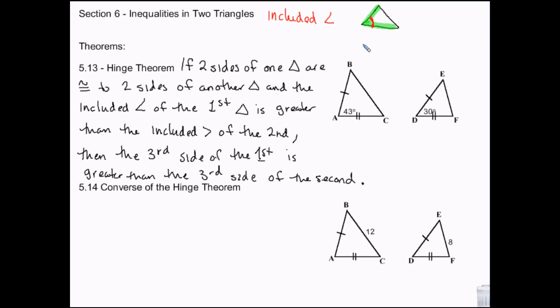Okay, so what the Hinge theorem tells us is if I have two triangles and two sides are congruent between the two of them. So this side will be congruent to this side, and this side will be congruent to this side. Then we look at the angles. This is 43 degrees and this is 30 degrees, and that tells me something about the relationship of the third sides of these triangles. So the fact that angle A is greater than angle D tells me that BC is going to be greater than EF.